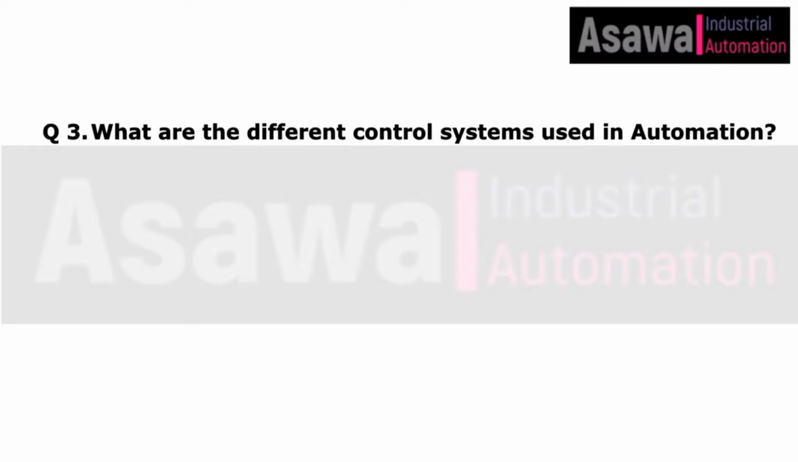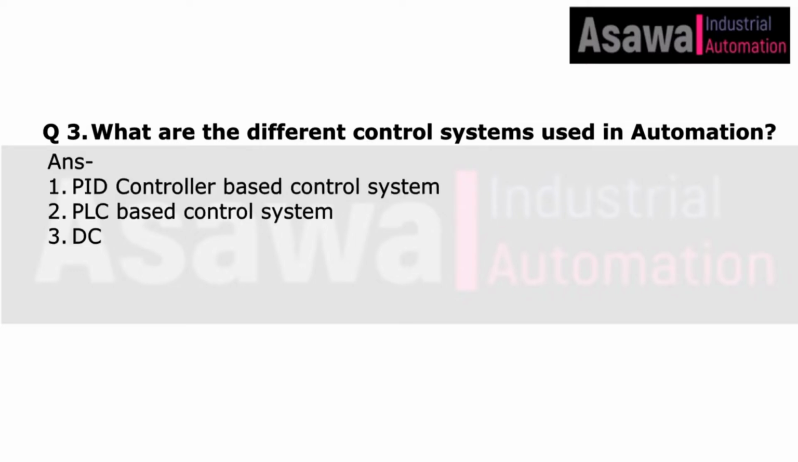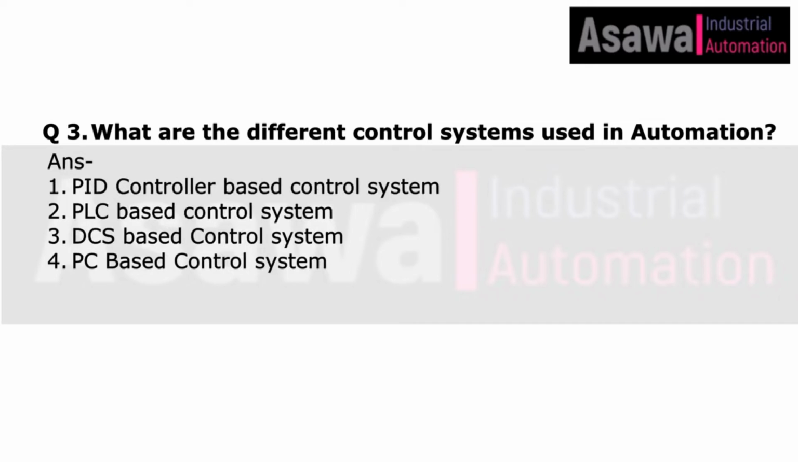Question 3. What are the different control systems used in automation? 1. PID controller based control system, 2. PLC based control system, 3. DCS based control system, 4. PC based control system.